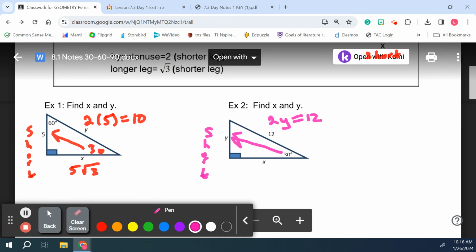Here's the key: everything's based off the short leg. If you don't have the short leg, you need to find it. We have a hypotenuse, and I know that because it's directly across from the 90-degree angle. So I'm going to take this and divide by 2. Here I'm getting y equals 6. So 6 is our short leg. Then to get the long leg, I take that short leg, 6, and multiply it by the square root of 3.